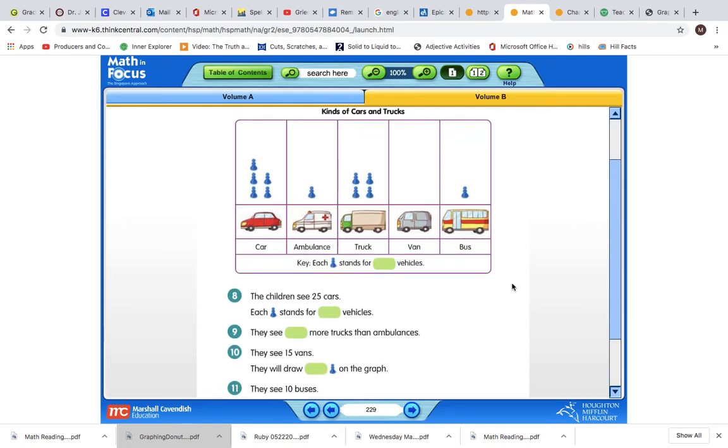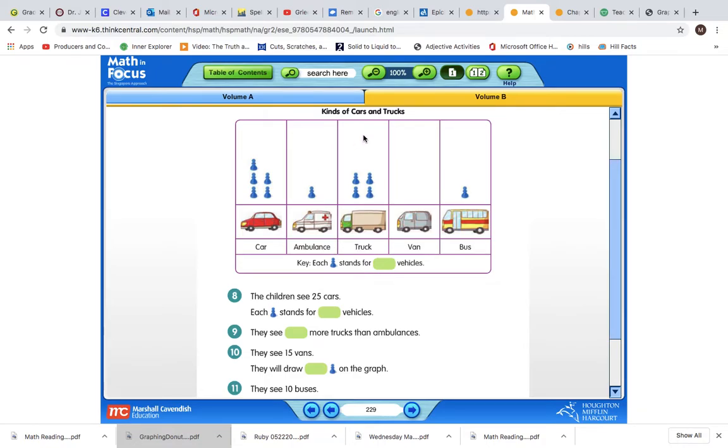Now for number 9, they see blank more trucks than ambulances. You are comparing trucks and ambulances. And when we compare, we subtract most of the time. So if we're counting by fives, they have 5, 10, 15, 20 trucks. Write 20 right above here. And for ambulances, there's one symbol. So that would be 5.